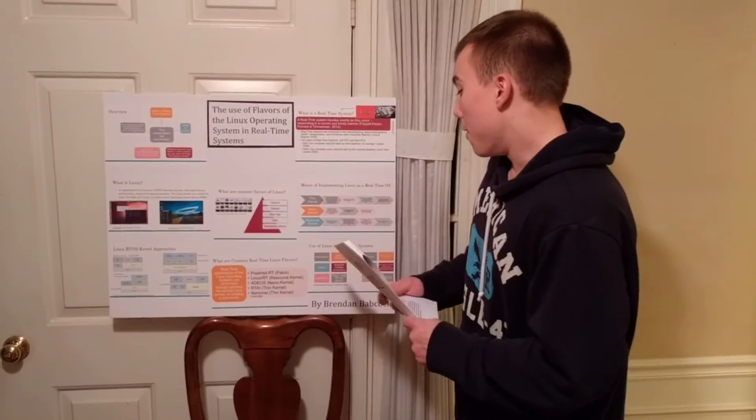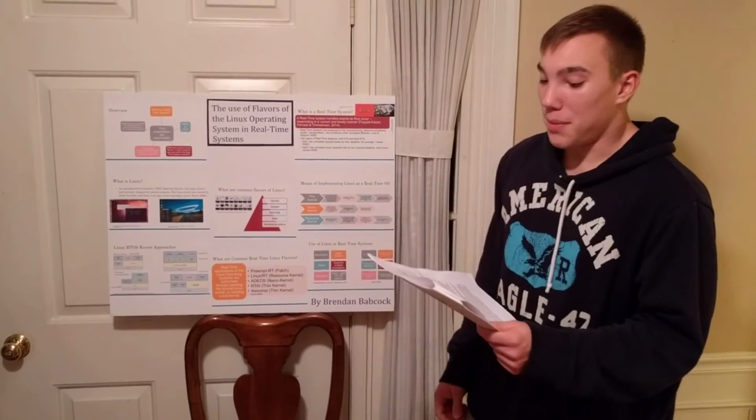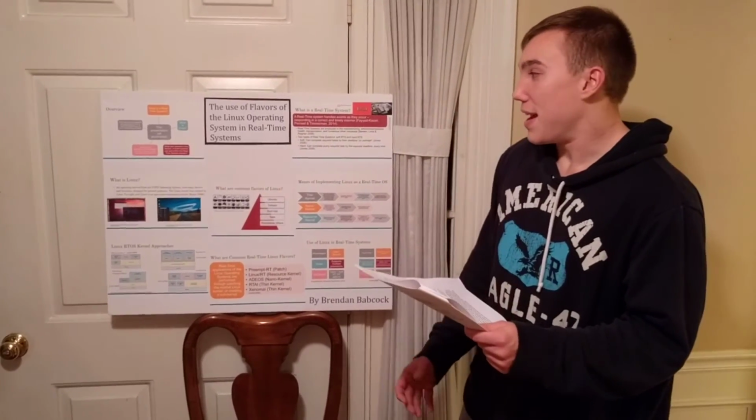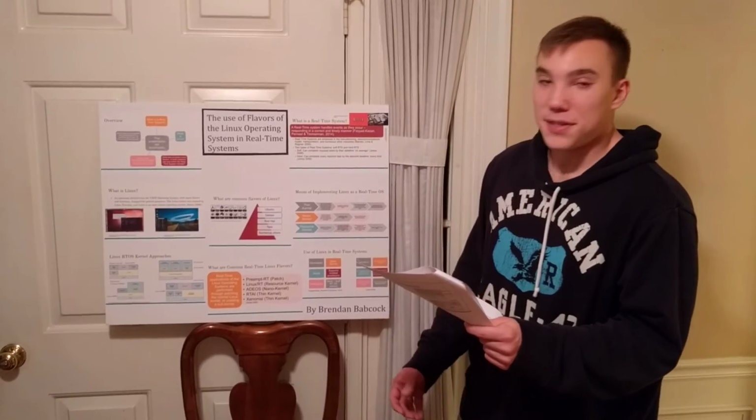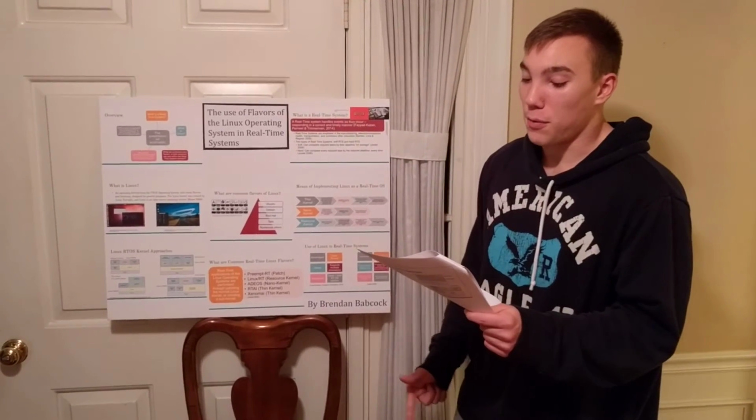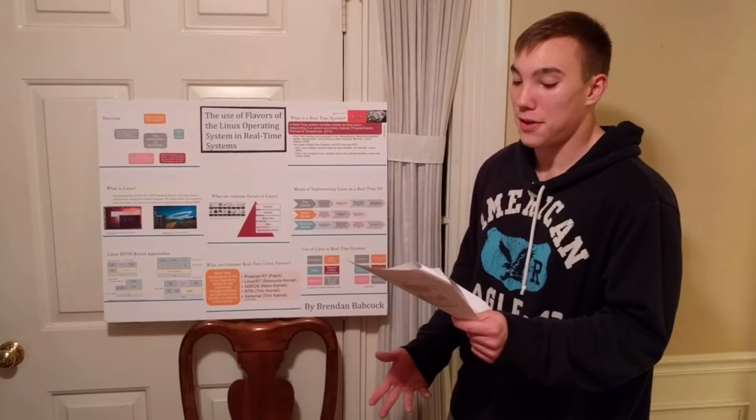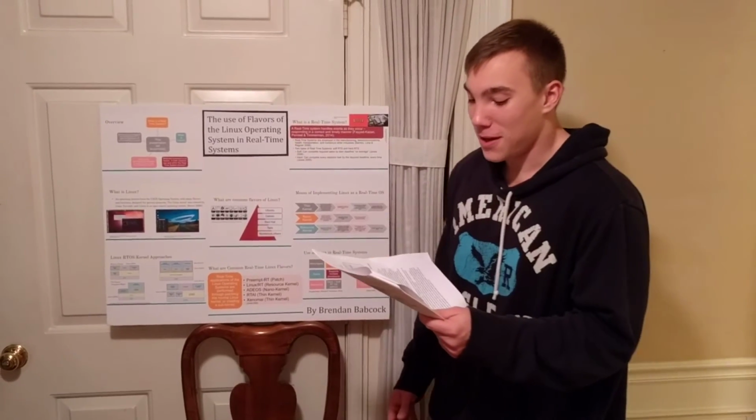And then our next slide is what are the common real-time Linux flavors? Going back to what I said previously, there are 3 main means of doing this. You have a patch, you have a resource kernel, a nano kernel, and a thin kernel. So 4 means of doing that.